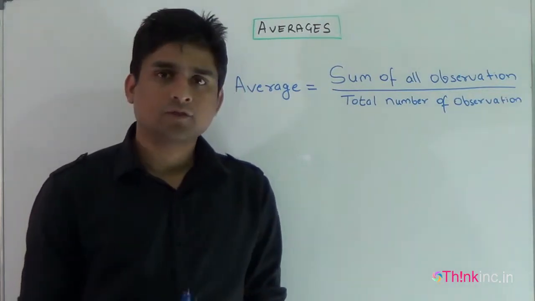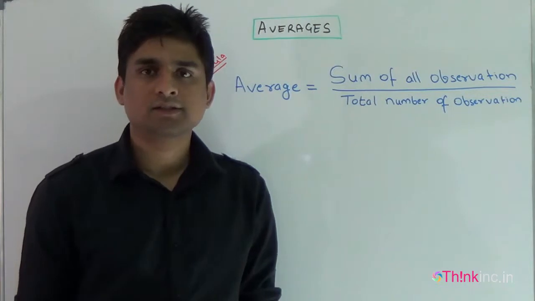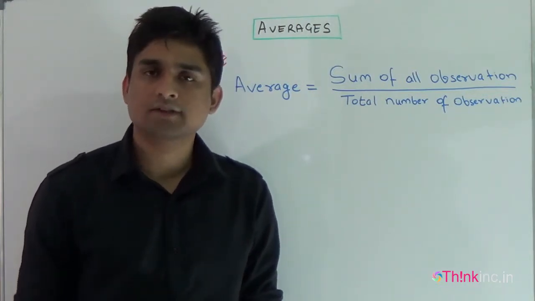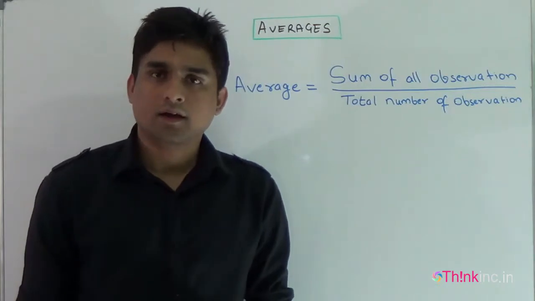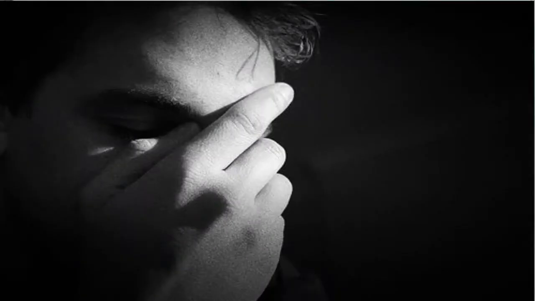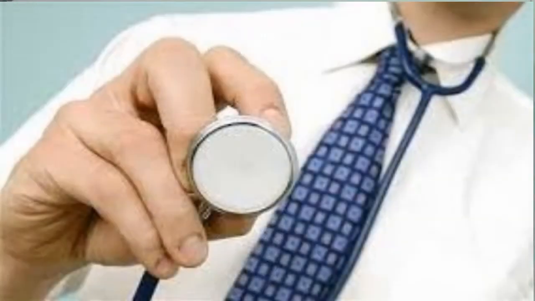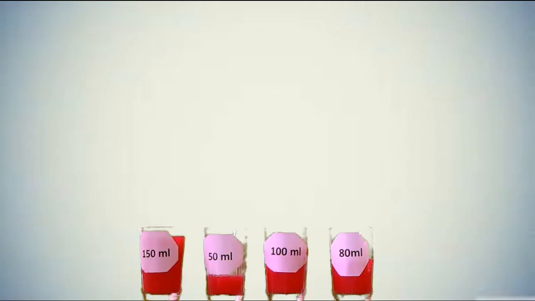Okay, to understand this formula and how this formula is applied on the questions and to know general properties of averages, let's take an example. A civil engineer Raman goes to doctor for some health issue. Doctor prescribed him a liquid medicine which he has to take for 4 days. On first day, he has to consume 150 ml of liquid. On second day, 50 ml. On third day, 100 ml, and on fourth day, 80 ml. Our question is, we have to find the average volume of liquid which he has to consume per day.